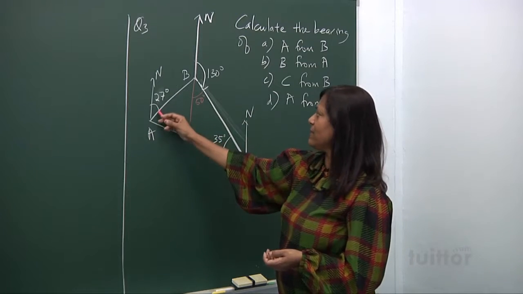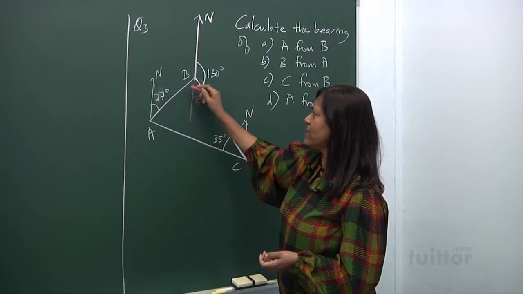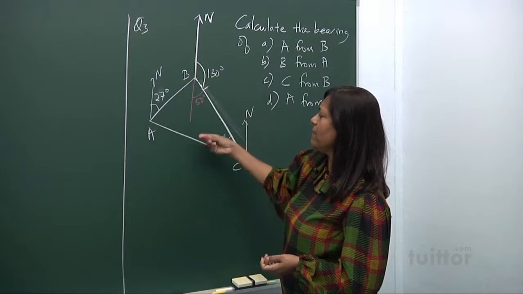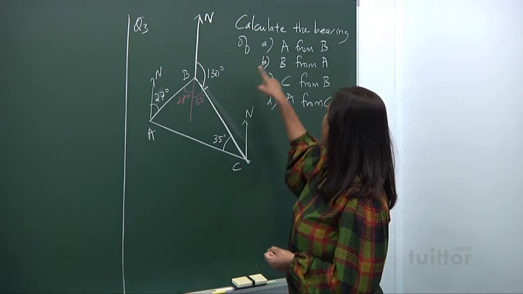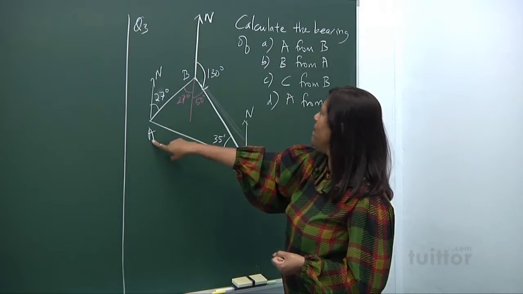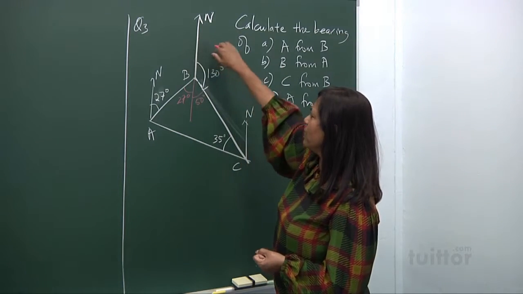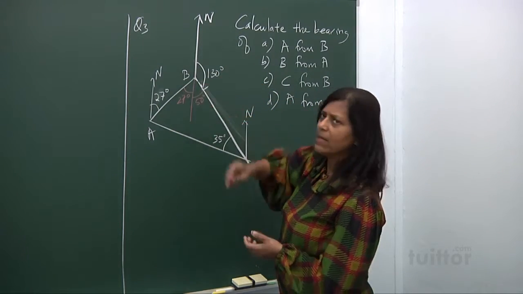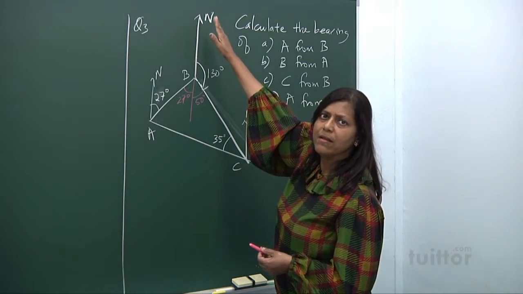Now this is 27. Look at these two lines are parallel. If this is 27, you see the Z shape? That's 27 degrees. So the bearing of A from B, from north, you go round to here. The bearing of A from B. Look at the direction, north.